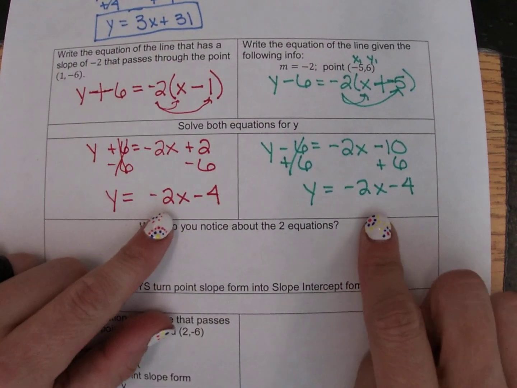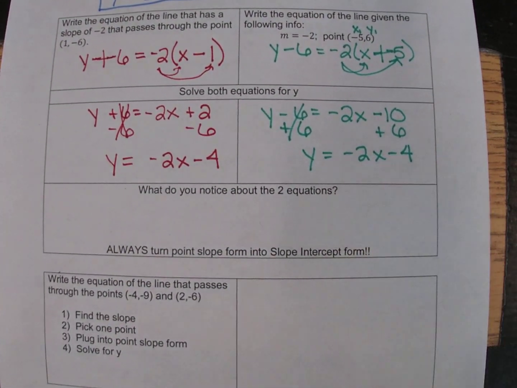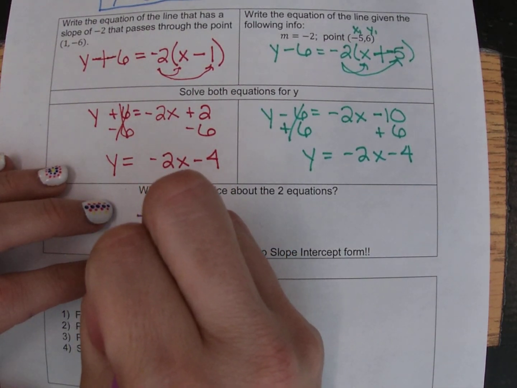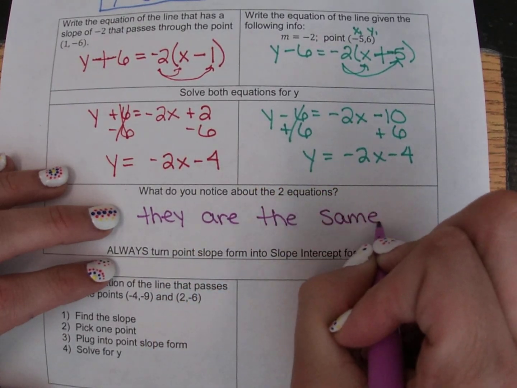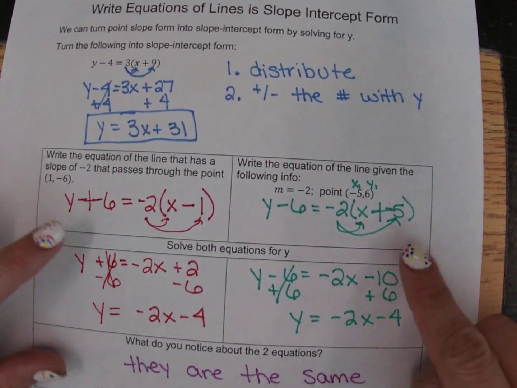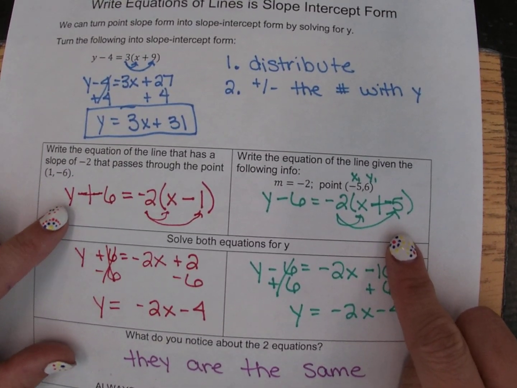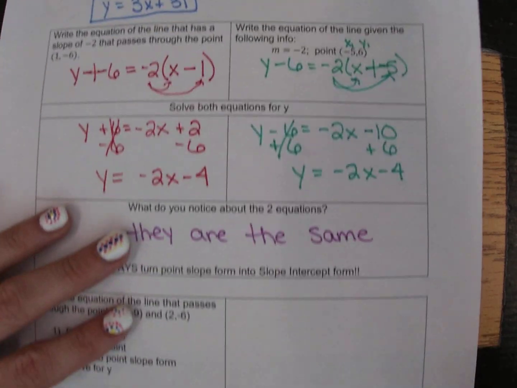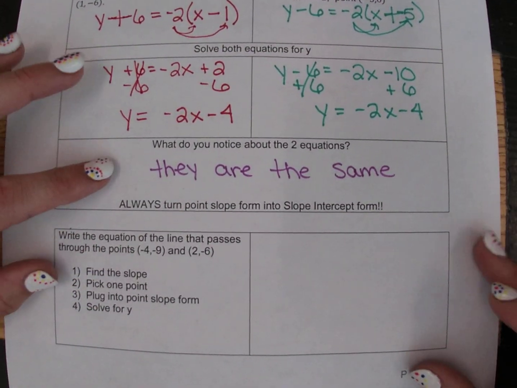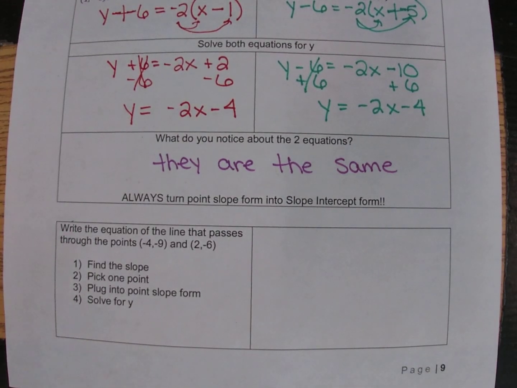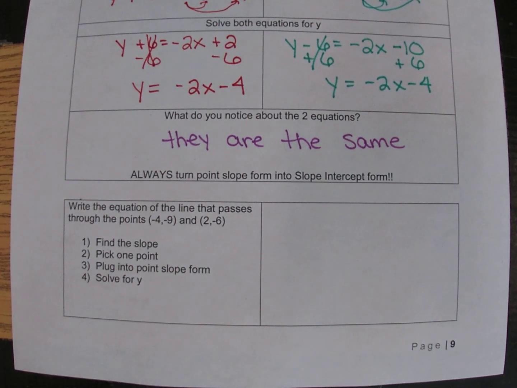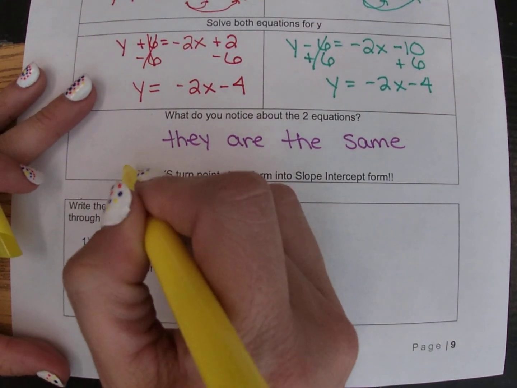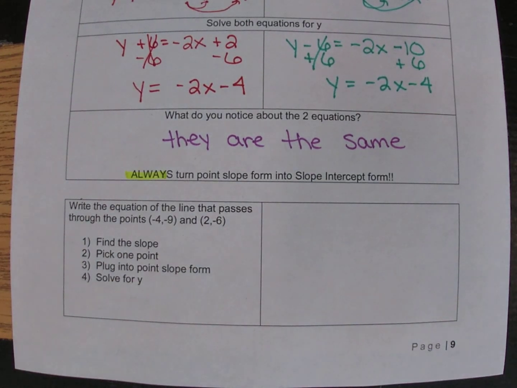So what do we notice about these two equations? These two equations are exactly the same line. When we look at them in slope-intercept form, it's obvious that they're the same, but when we look at them in point-slope form, they don't look the same. The reason we solve this for y is so that we can recognize if we are talking about the same line. So it is now going to be the expectation that if we have something in point-slope form, we are always going to solve this for y.